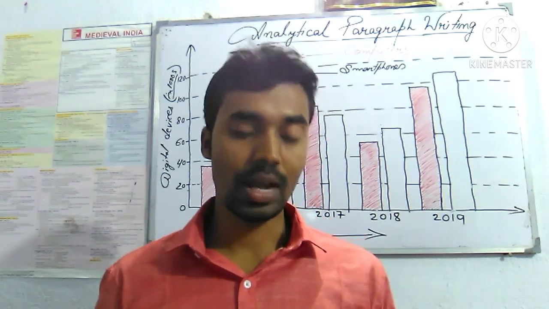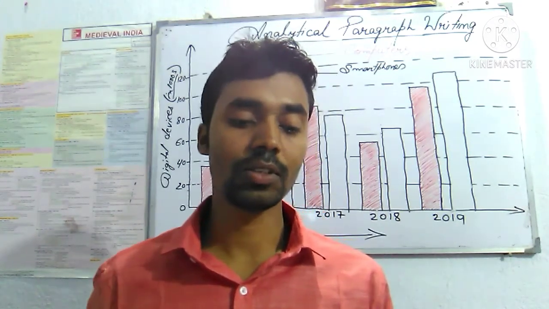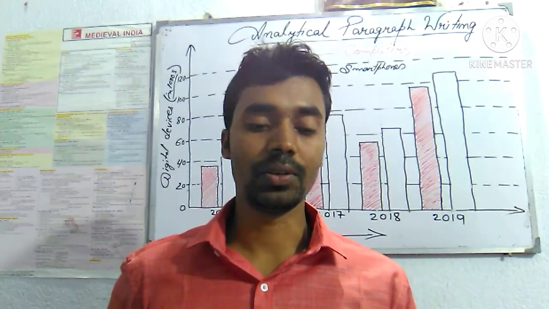Now take a look at the question that was asked in the sample question paper 2021, of course. The chart below displays data about the number of digital devices purchased in Reshunagar across the years 2015-2019, right? You can see the table. It is a bar graph given, and you have to interpret it, analyze it, and then write your paragraph.